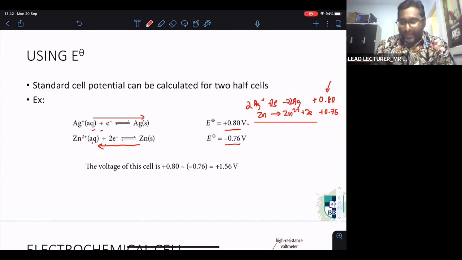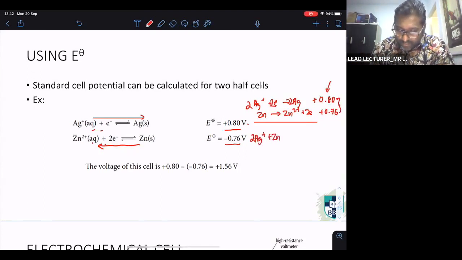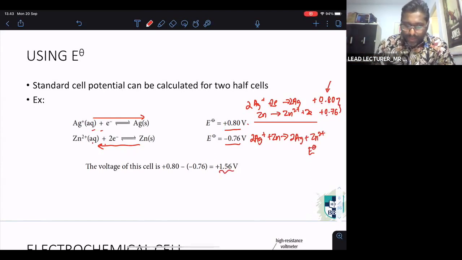So you add these two, what will happen? You are going to get 2 Ag plus zinc to give me 2 Ag plus zinc 2 plus. So what is going to be the E value? The E value is these two added together. When you add together, the E value is positive 1.56.